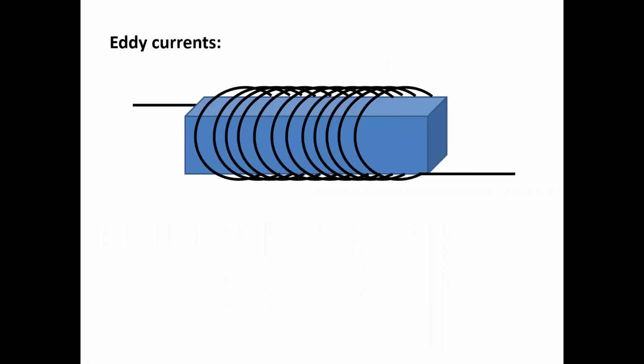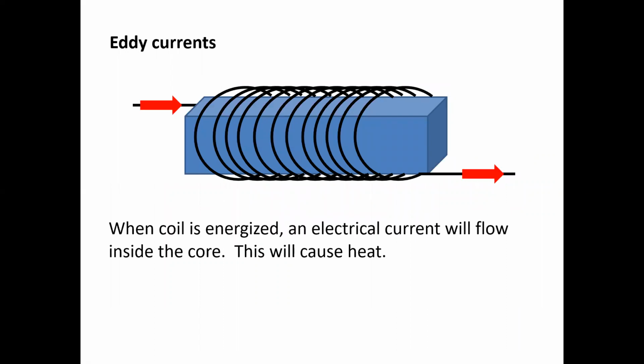What about eddy currents? Eddy currents are another type of loss that has to do with the electromagnetism. When we energize a coil, what will inevitably occur is a circulating current within the core. And this again will cause heat. Anytime we have heat loss, it means that we have an inefficiency in the system, and power isn't going to the object that we want.